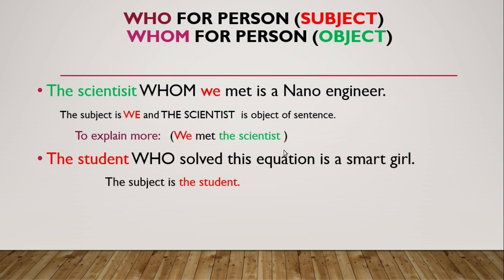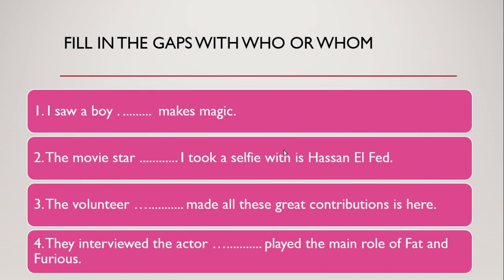Okay, let's move now to an exercise. Fill in the gaps with who or whom. Sentence number 1, I saw a boy makes magic. The movie star I took a selfie with is Hassan Fat. The volunteer made all the great contributions is here. They interviewed the actor played the main role of Fast and Furious. Now, what do you think? Take your time, pause the video for a while and answer the exercise.